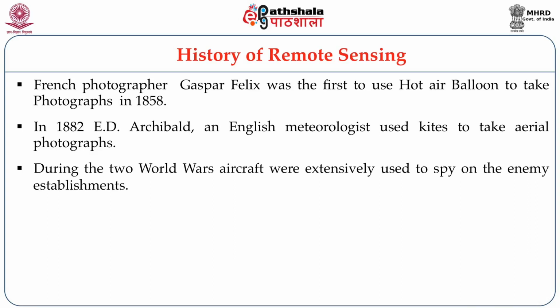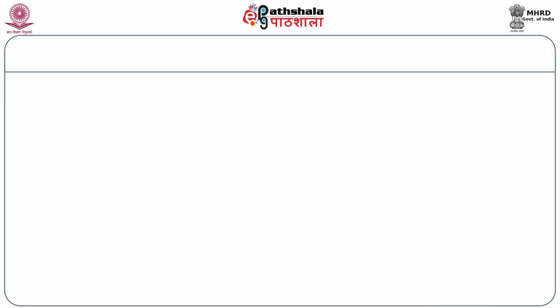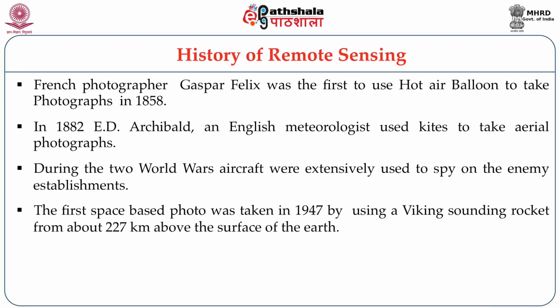After that, especially during the two world wars, aircrafts were extensively used to spy on the enemy establishments. So to study the enemy establishments during the First World War and the Second World War, aircraft have been extensively used to take photographs, especially of the enemy land. At that time they used remote sensing techniques for military purposes. And then the first space-based photo was taken in 1947 by using a Viking sounding rocket from about 227 kilometers above the surface of the Earth. Some photographs were taken, and these are the first space-based photographs taken anywhere in the world.